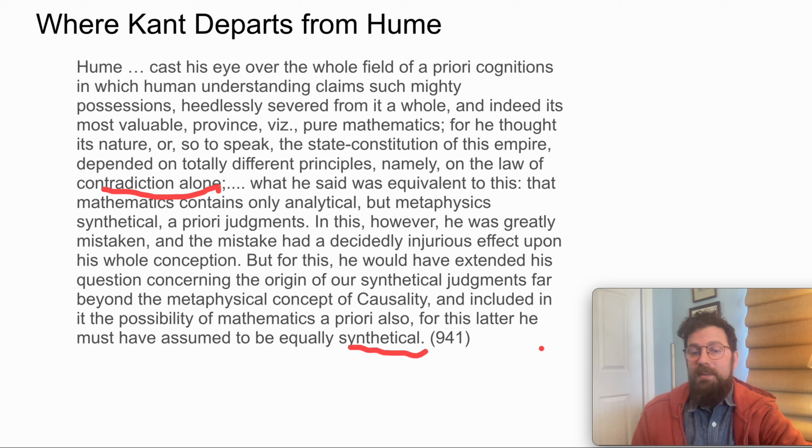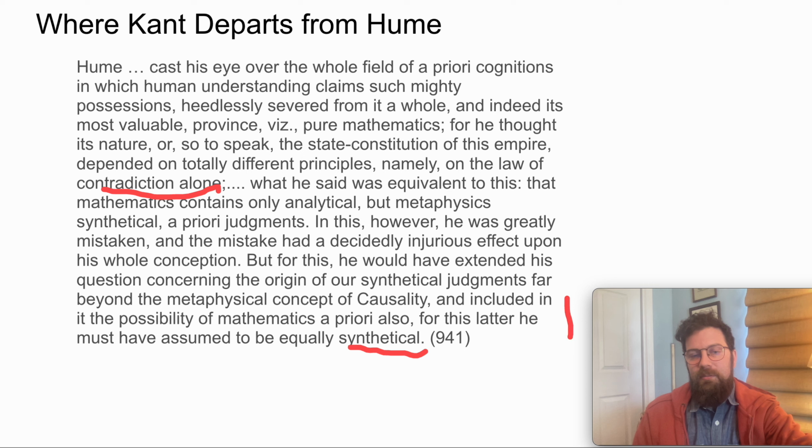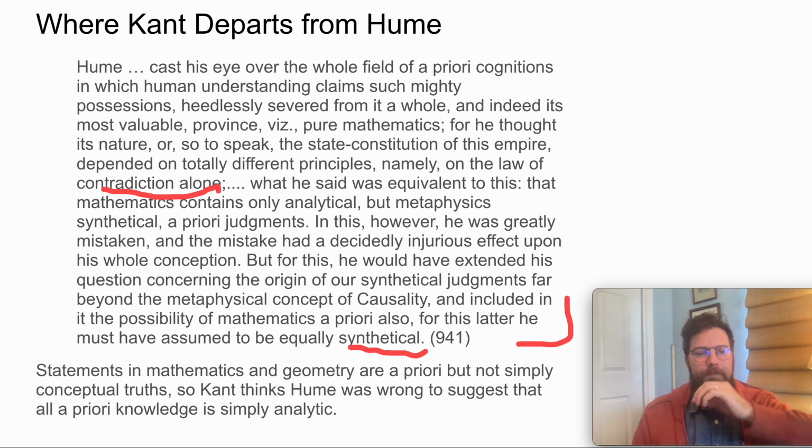Right. So in this way, Kant is going to point out that Hume, if he had really thought harder about math, Kant thinks, would have realized that math can give you new knowledge. Right? Now, here's the point. He's going to say, in this way, Hume should have said that mathematics is synthetic, but we should also realize that mathematics is a priori, right? And in this way, Kant is going to say that statements in math are a priori, but not simply conceptual truths. So he thinks that Hume was wrong to suggest that all a priori knowledge is simply analytic, right?